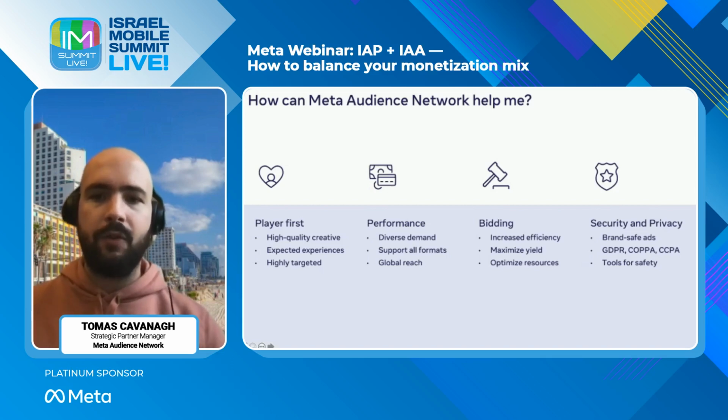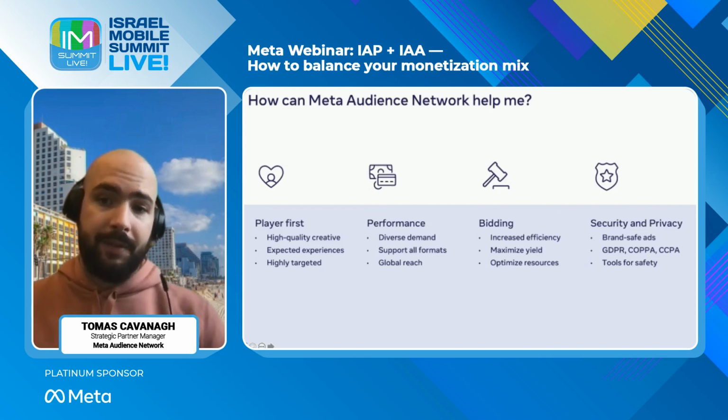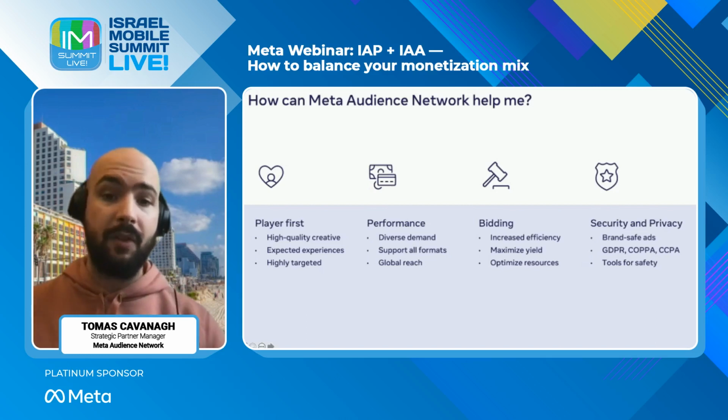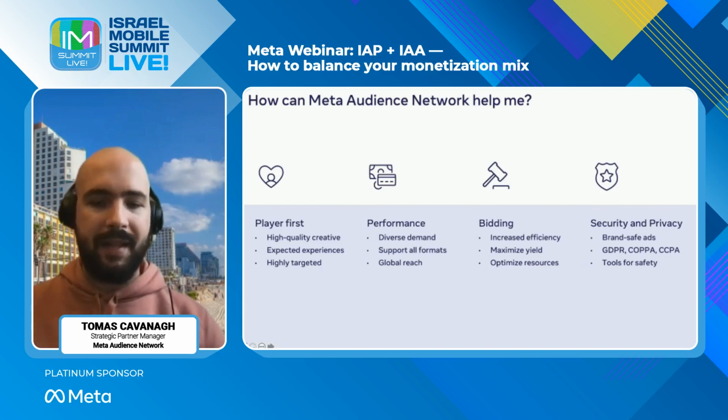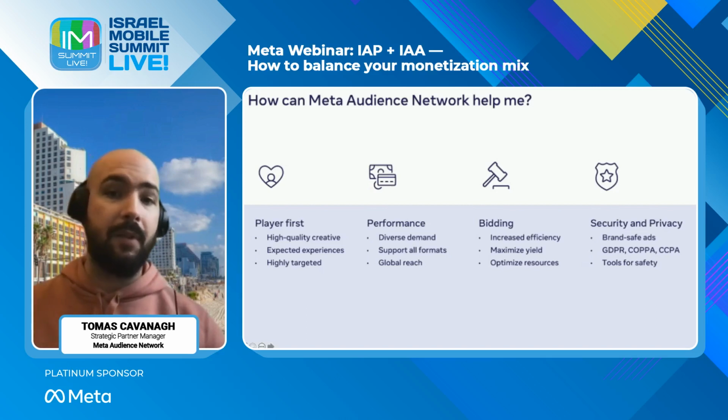Now, you also want to be as efficient as possible when it comes to monetization. And by being a 100% bidding ad network, Meta helps you maximize yield with minimum resources. Lastly, we also share a lot of values with developers, as we own several apps, such as Facebook and Instagram. So we understand the importance of investing in security and privacy and ensure compliance with all initiatives. We also want to make sure that publishers have access to tools for safety, such as block lists.